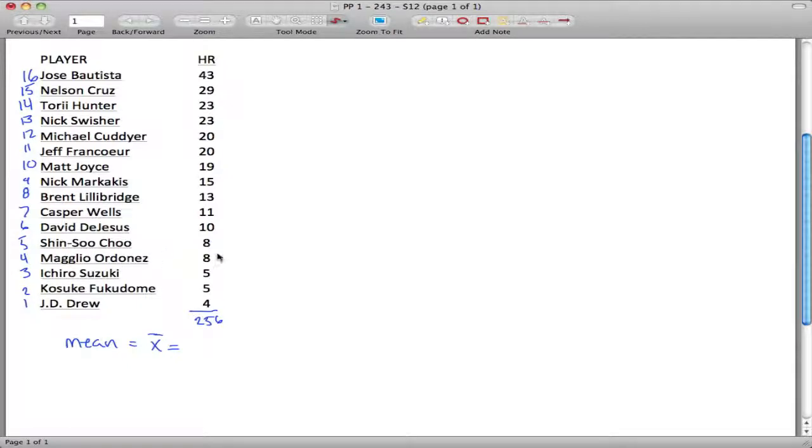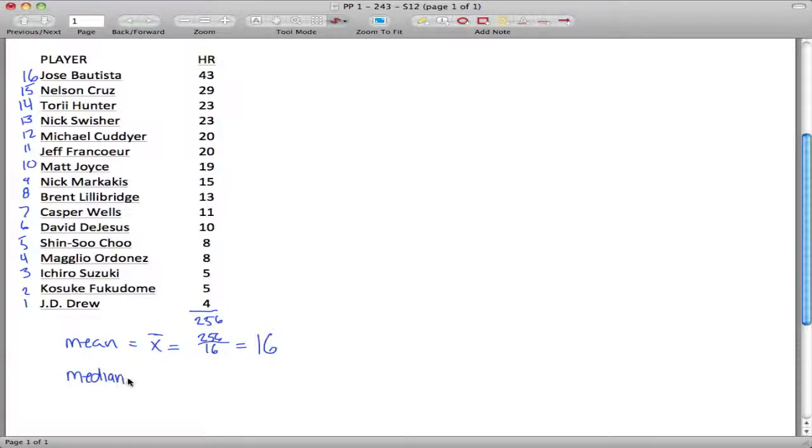By the way, Meglio only hit 5 home runs, not 8 last year, but I changed this point right here to make the data work out a little bit nicer. So anyways, the mean is 256, what we get when we add up all these numbers, divided by how many numbers we have, which is 16. 256 over 16 is exactly 16.